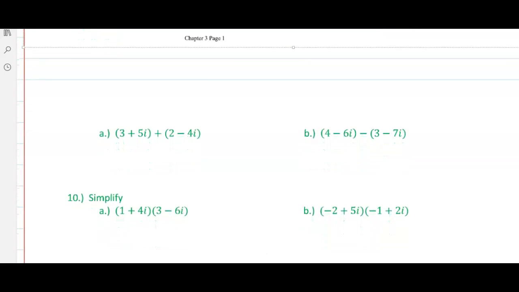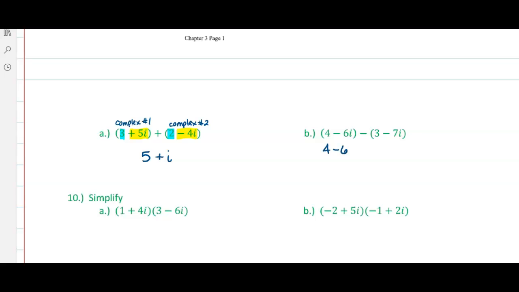We can take two complex numbers. This is complex number 1 and complex number 2. And we can add them together simply by adding their real parts together and then adding their imaginary parts together. When I add the real parts, I get 5. When I add the imaginary parts, 5i minus 4i, I'm left with i. When you write your answer, it's good to put your real part first and your imaginary part second.